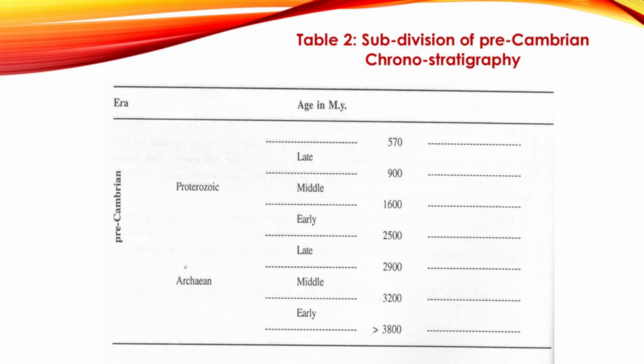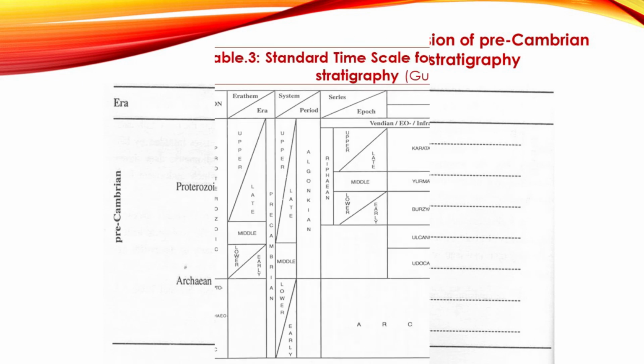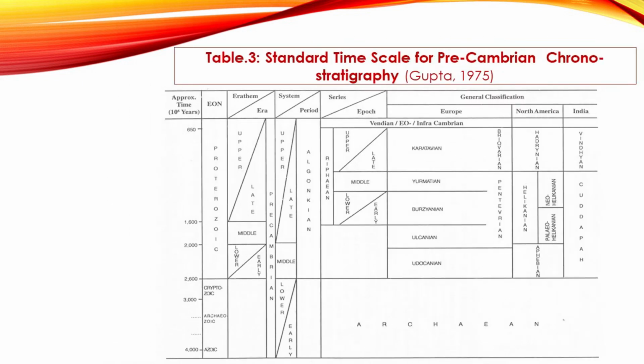They have been further divided into system and period, which have been further subdivided into early, lower and middle, late, upper categories. These systems and periods have again been divided into series and epochs. In the table, the chronostratigraphy of India has been correlated with the chronostratigraphy of North America and Europe, just to make you understand the concept of application of radiometric dating and the development of time scale with the help of such type of dating techniques.